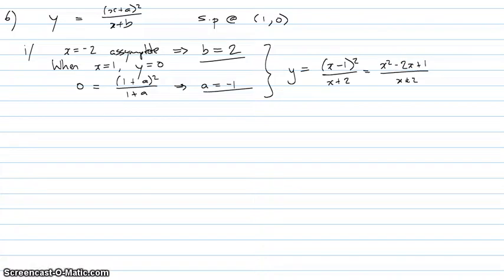Part 2, find the equation of the oblique asymptote L. So to do this, we need to do long division. Currently, this is an improper fraction, so we do long division to turn it into a proper fraction.